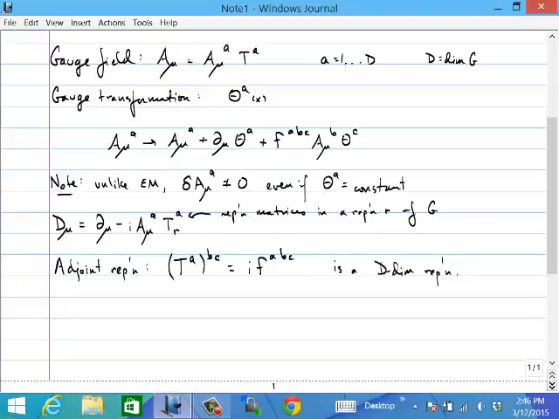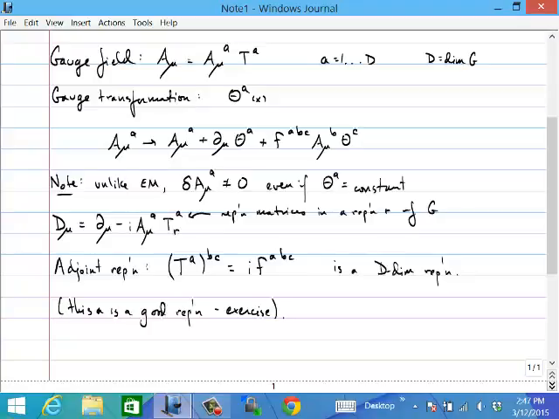Did Richard do it last time? Did he prove to you guys that these satisfy the appropriate algebra? It's a straightforward exercise using the Jacobi identity. Okay, he didn't. Okay, so now I know what's going to be on your next problem set. I'm always looking for good problems. So that's an exercise.